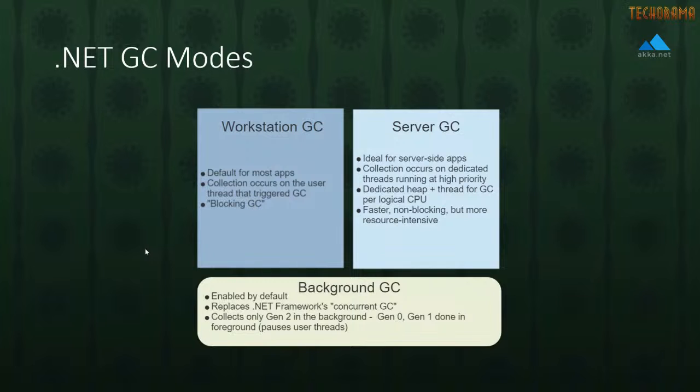So it's going to be blocking garbage collection that's going to suspend your thread in order to compact memory and also deallocate objects that are no longer used. Behind the scenes, we also have what's called background garbage collection, which has been enabled by default for some time. What this is going to do is take all of the really expensive Gen 2 garbage collection, and this is true for Workstation GC as well. Basically, Gen 2 garbage collection is no longer going to happen on your user threads because it's so expensive.